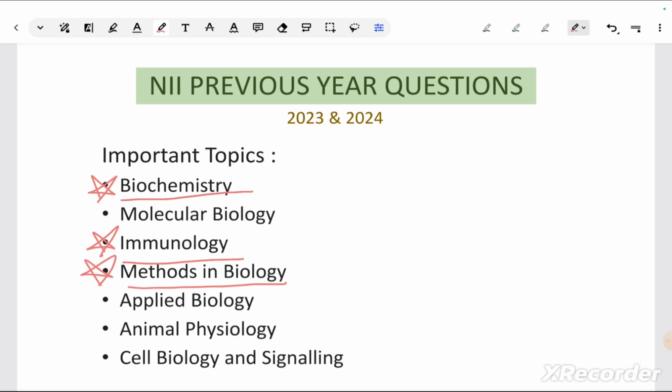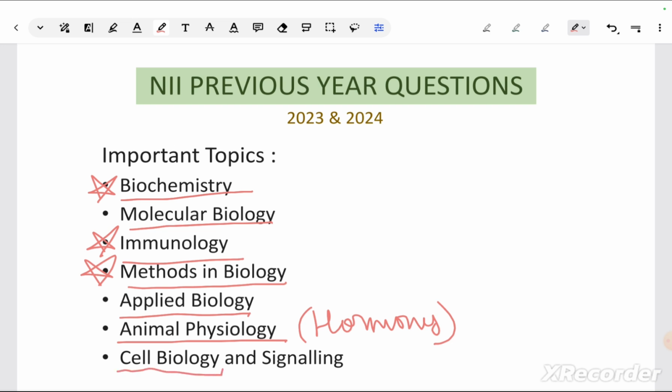Other than that, they have questions from molecular biology, applied biology, animal physiology, especially the hormones part, and some questions from cell biology and signaling. Very little from the signaling part, but cell biology they ask. Now moving on to the questions.